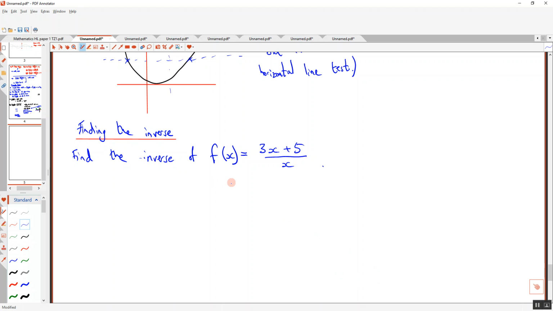Okay, so our first step is we're going to replace the f of x with y, just because it's a bit easier in terms of writing it out. And our next step, do you remember from last year? Reverse the order, and swap, like do the opposite of everything. Yes, so swap the x's and y's. You actually get a mark for doing that. So swap x and y, and then solve for y.